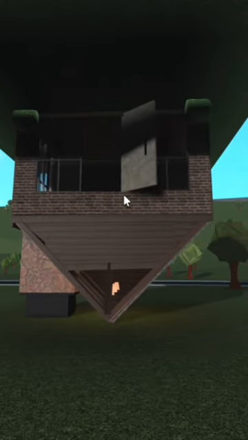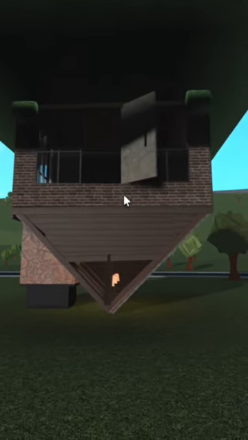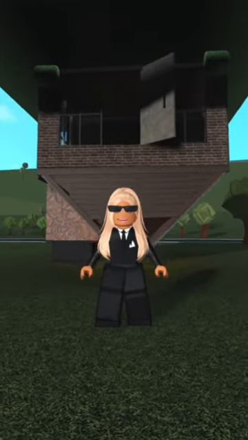I think this is the most disgusting house I've ever built in Bloxburg, but if you turn it around, it kind of looks cute. I don't know. Let me know what you think.